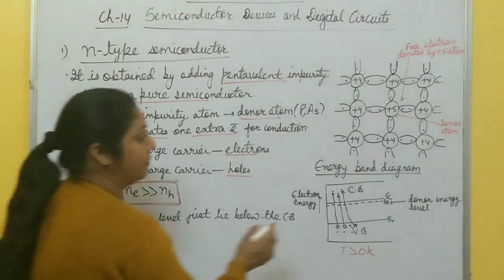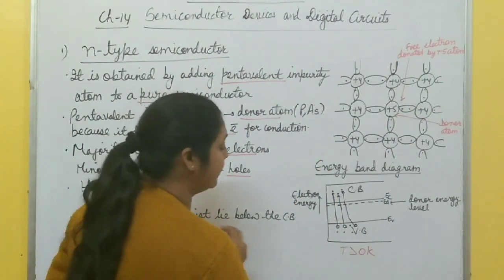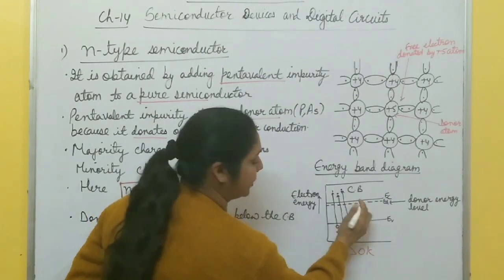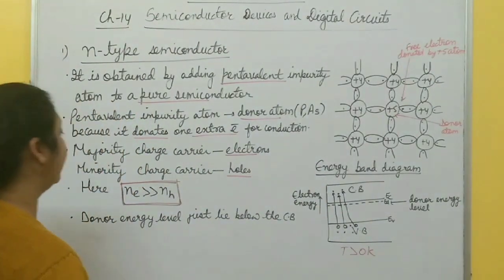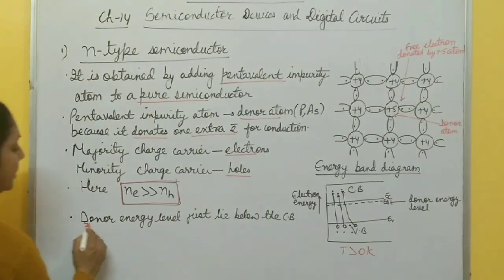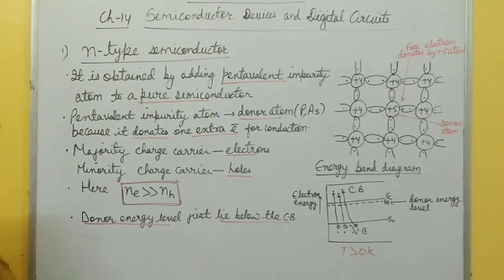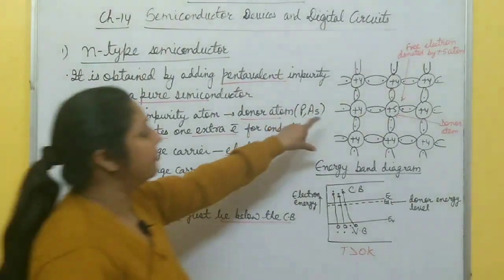And if you want to draw the energy band diagram of this N-type semiconductor, you just draw the donor energy level below the conduction band, right? This is the donor energy level, the energy band diagram for an N-type semiconductor. So the donor energy level just lies below the conduction band. These are the key points for N-type semiconductor. You must revise each and every point, it is important, right? You must draw the diagram like this one.